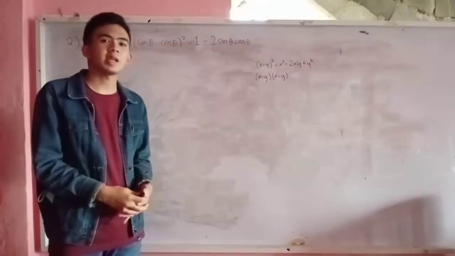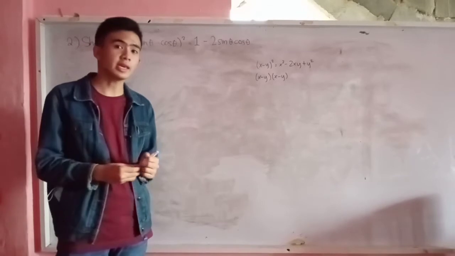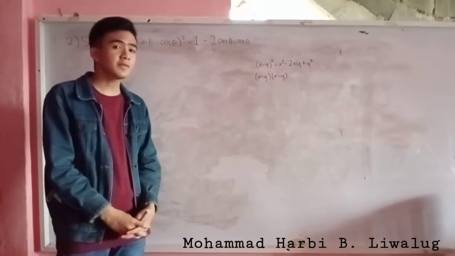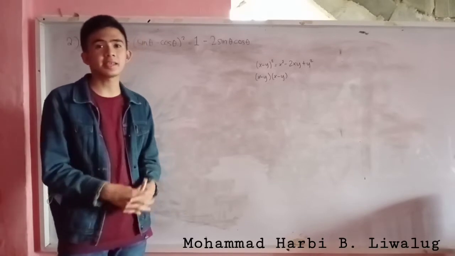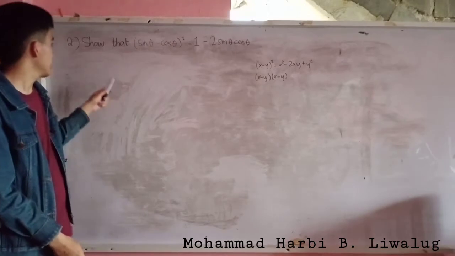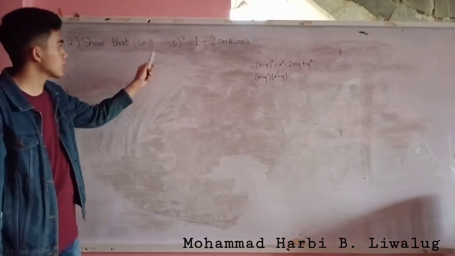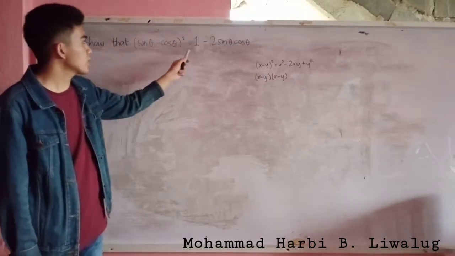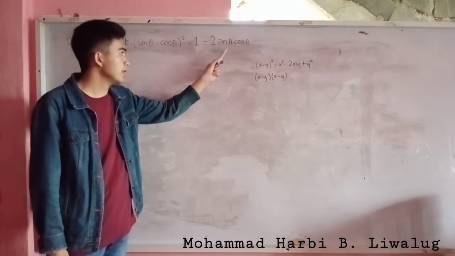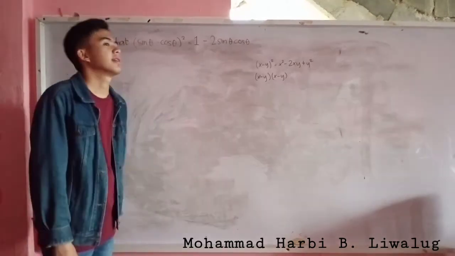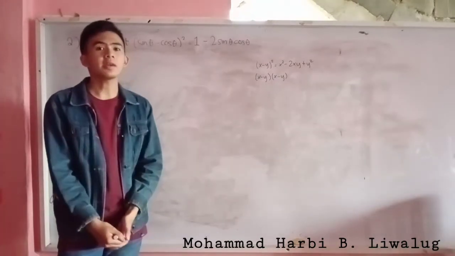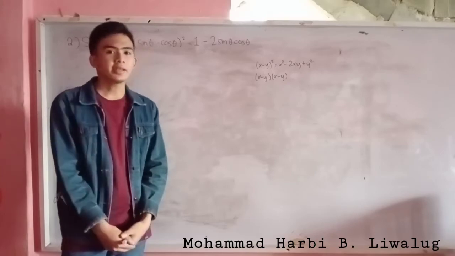So good day and Assalamualaikum warahmatullahi wabarakatuh. I am Liwalug Muhammad Harbi. In this video, I'm going to discuss an example of proving identities, which is: show that (sin theta minus cosine theta) squared is equal to 1 minus 2 sin theta cosine theta. So before that, let me discuss first what proving identities, or the word identities, means.